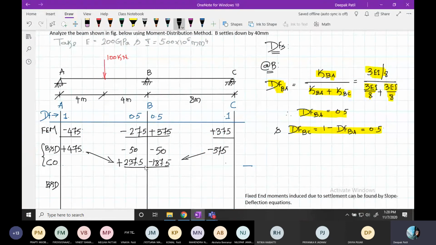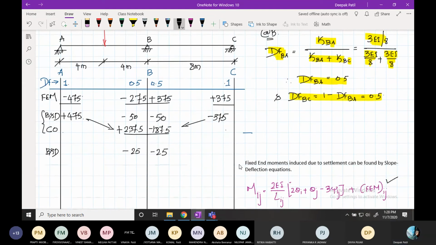So plus 237.5 minus 187.5, so you are getting plus 50. The net moment at B is plus 50. To balance that, you will apply minus 50. So minus 50 into this 0.5 is minus 25. Okay, right? Clear? Yes, sir.